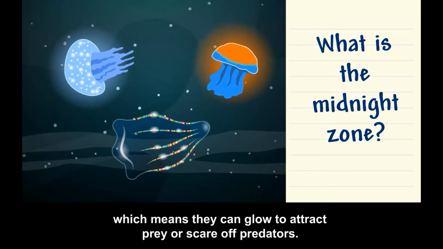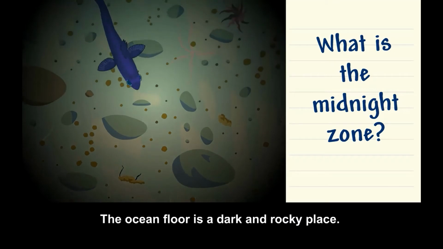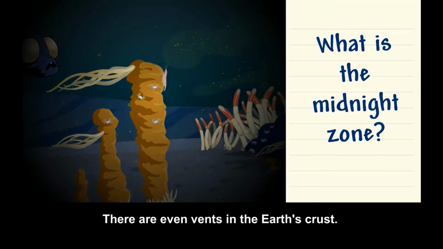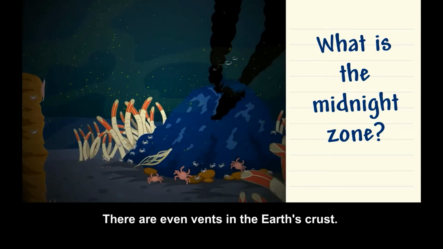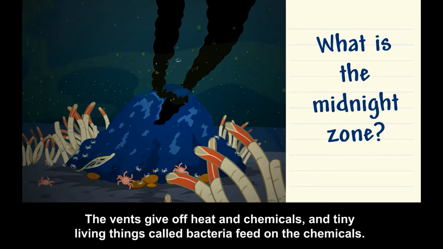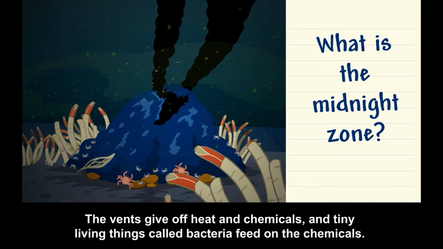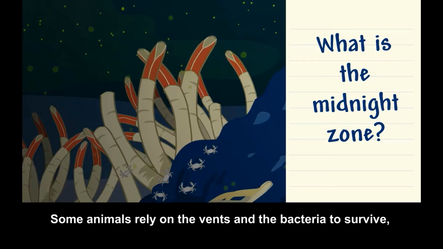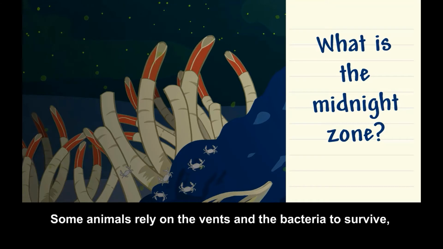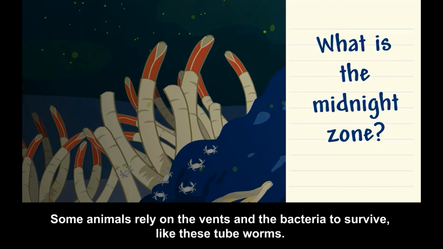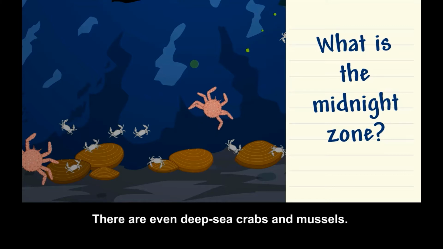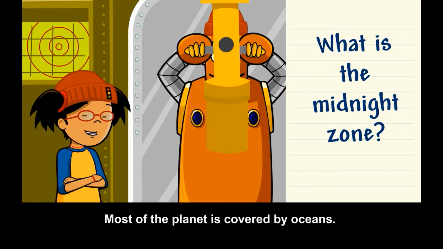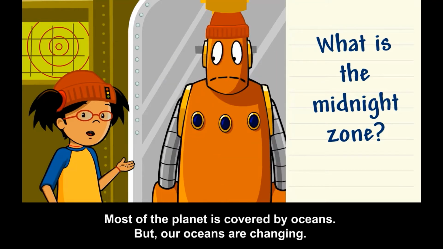or scare off predators. The ocean floor is a dark and rocky place. There are even vents in the Earth's crust. The vents give off heat and chemicals, and tiny living things called bacteria feed on the chemicals. Some animals rely on the vents and the bacteria to survive, like these tube worms. There are even deep-sea crabs and mussels. Most of the planet is covered by oceans, but our oceans are changing.